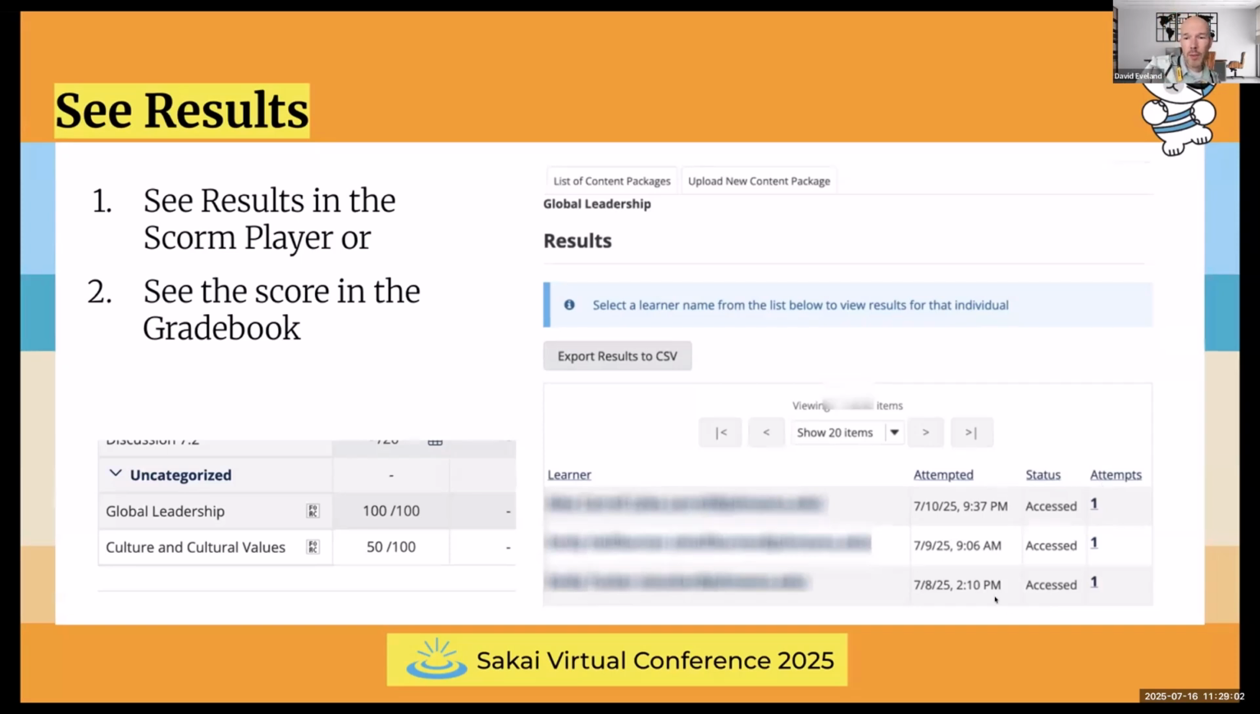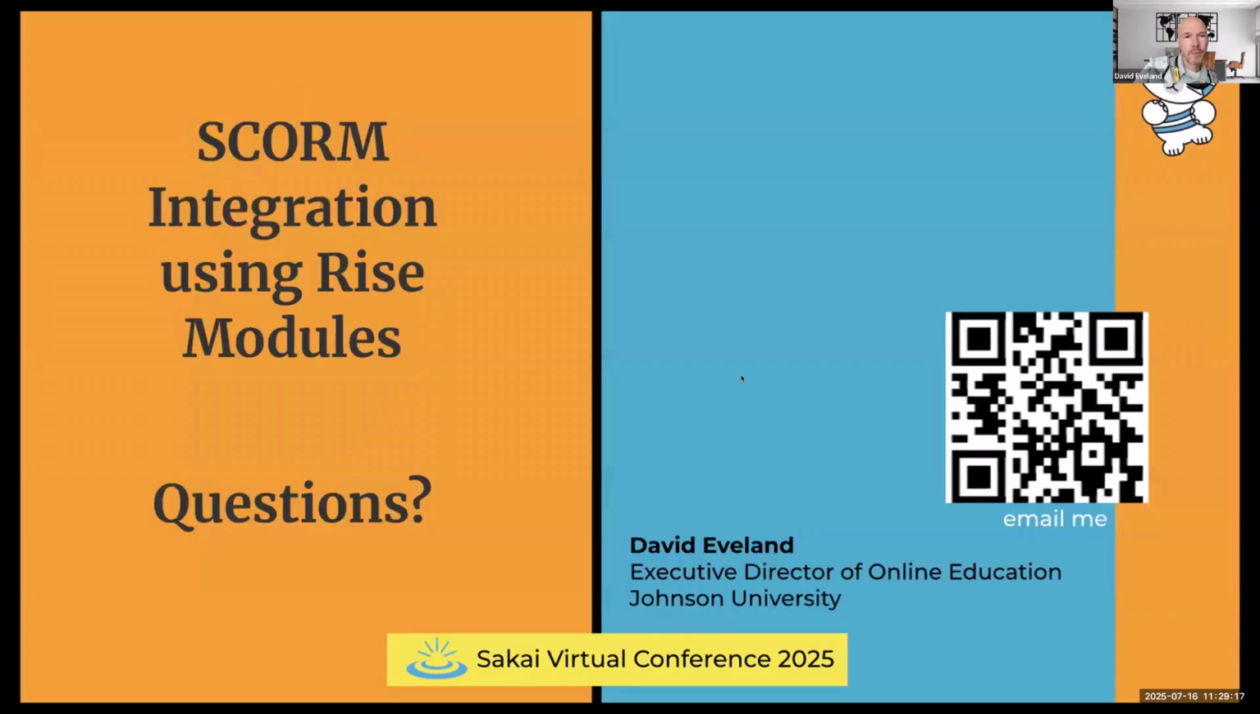And then you can see on the right-hand side, in the results section of the actual SCORM player, who it was that actually finished it, when they attempted it, and how many attempts they did. And I think you can click on that attempt and you can see what the individual scores are there.